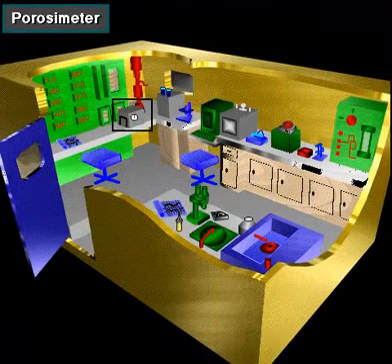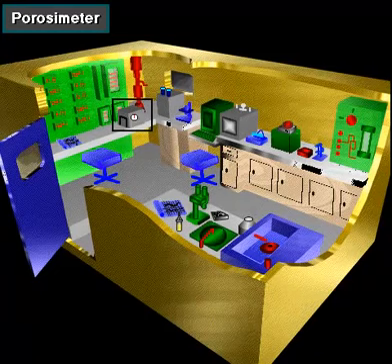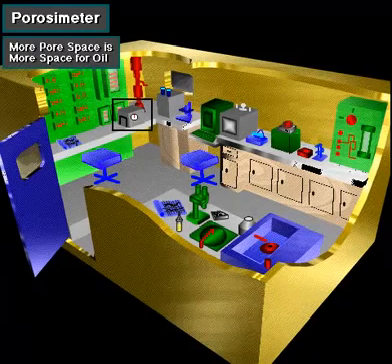A porosimeter measures rock porosity, the amount of pore space in a rock. The more pore space a rock has, the more space available for the rock to store oil and gas.